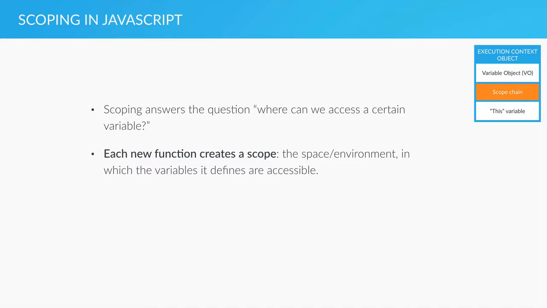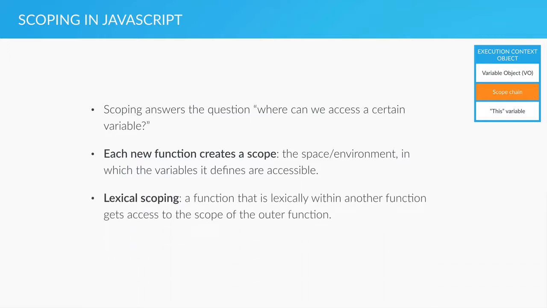So here in JavaScript, the only way that we have to create a new scope is to write a new function. And this is something very, very important in JavaScript. Also, in JavaScript, we have lexical scoping. And lexical just means where something is written in the code. So it's about the position of something within our code.